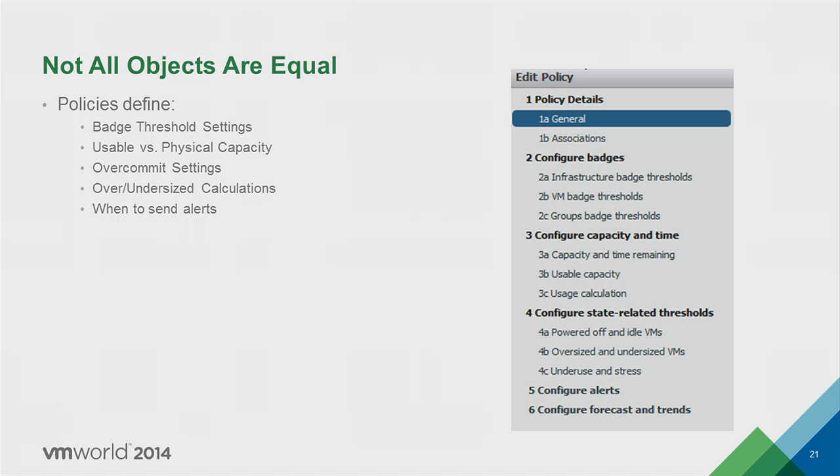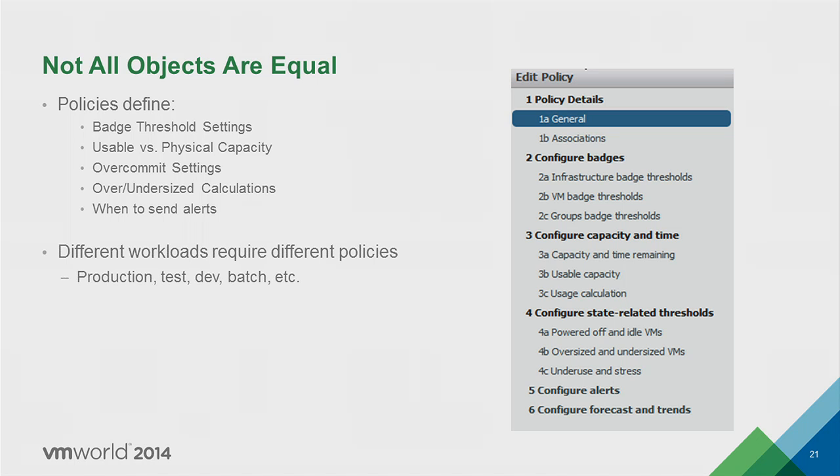What about my usable capacity, right? Usable versus physical capacity. If I want to take into consideration high availability, maybe I want to ensure that I only have a certain amount of usable capacity rather than going up to my entire physical capacity. What about overcommitment? Do I want to overcommit in my environment? Is that important? Do I care about overcommitment? Right? And when do I send alerts? When do you want to get a notification? When do you want to get woken up? Or what do you want to get woken up for?